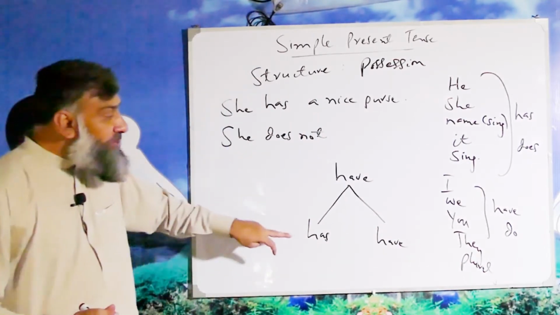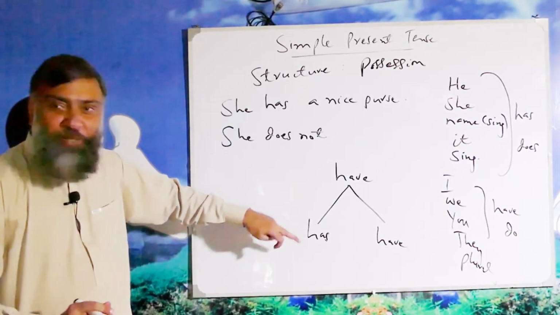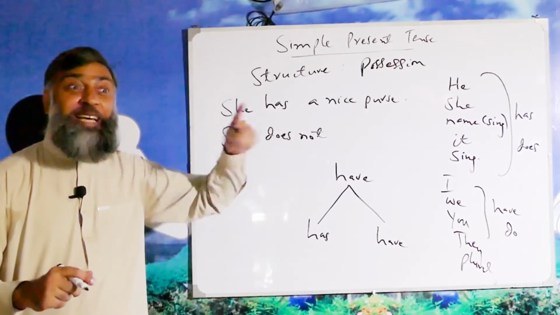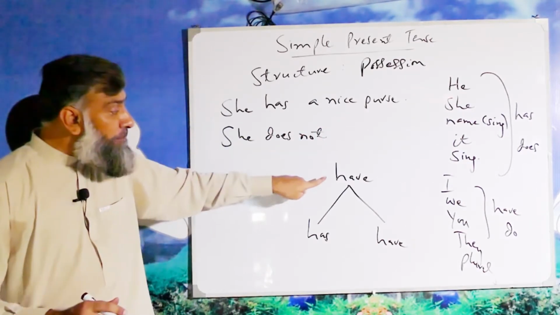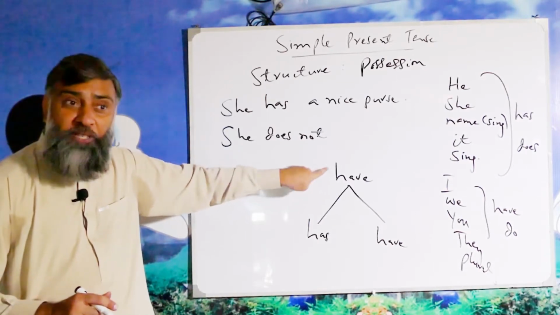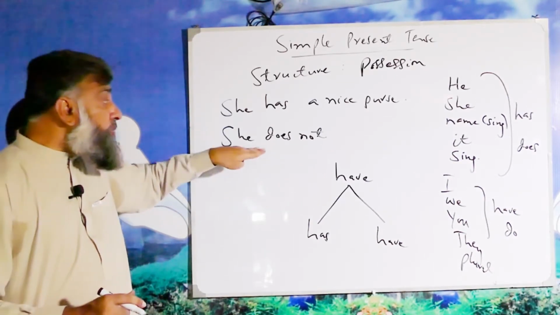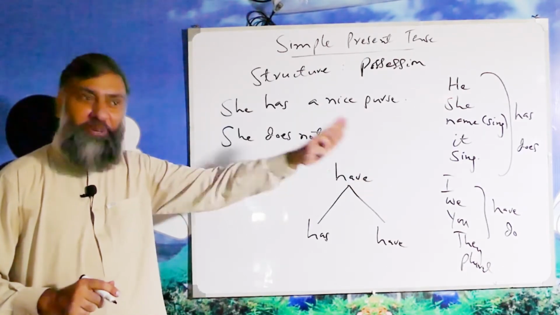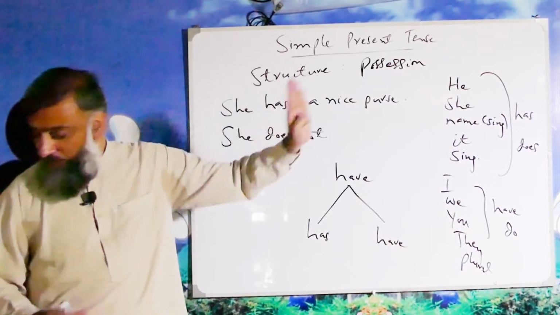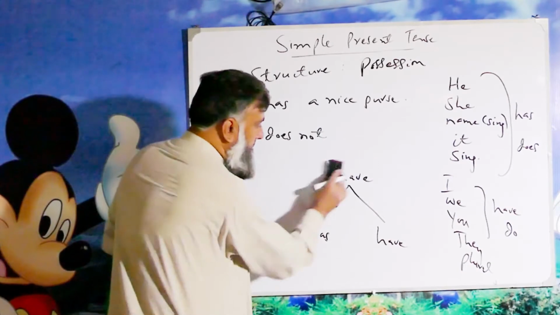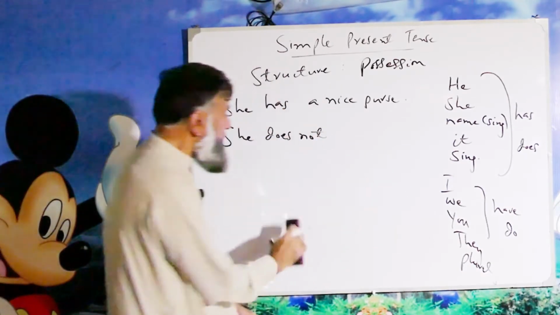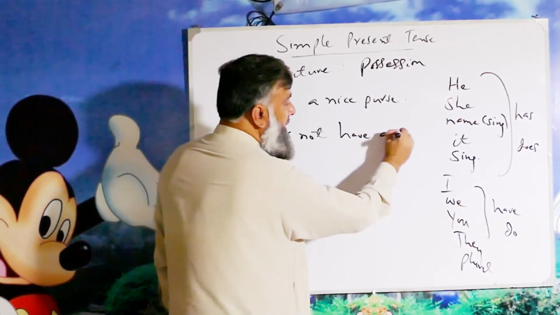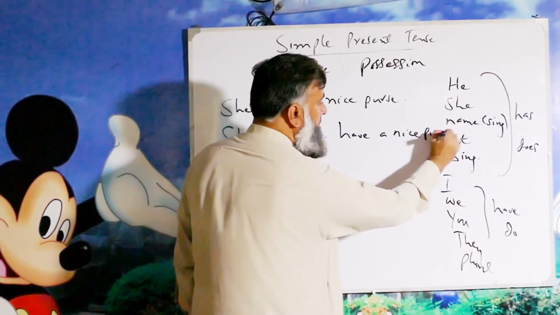So once you use does, you need to go back to the base form, first form. He goes to school, he doesn't go to school. Same is the case here: the dictionary form, the base form, is have. So when you use he doesn't, then you need to use have, not has, because you need to go back to the base form, first form or root form. I hope you have understood this thing. So she doesn't have a nice purse.